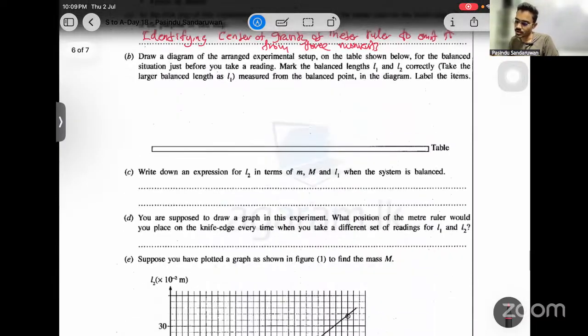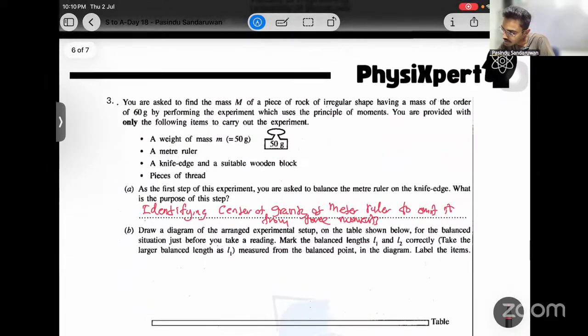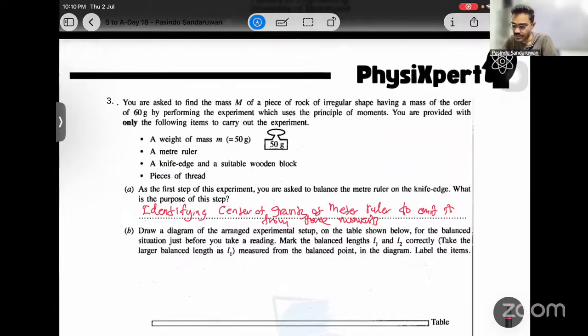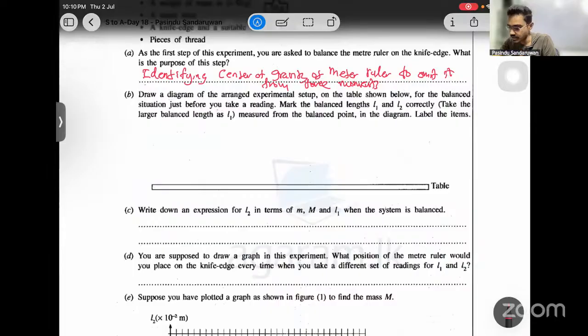Part B. Draw a diagram of the arranged experimental setup on the table shown below. For the balance situation, just before you take a reading, mark the balance lengths L1, L2 correctly. Take the larger balance length as L1. Then measure from the balance point in the diagram. Do we have any idea about the mass? The mass of the stone is around 60 grams. That is a point you need to consider when you draw this.